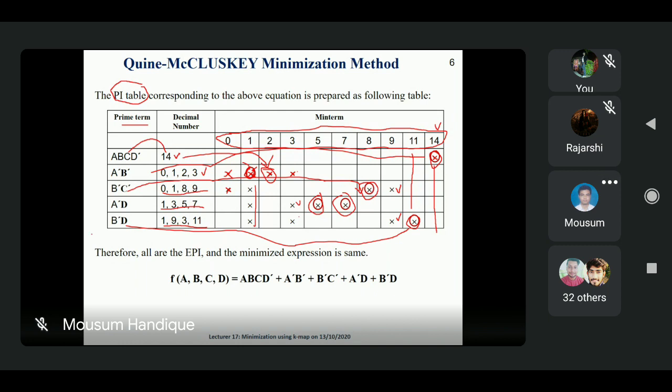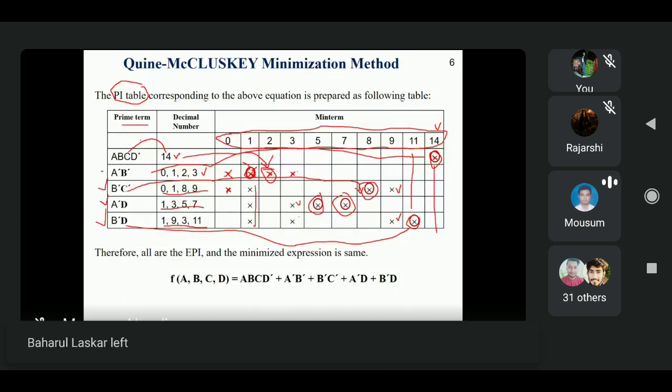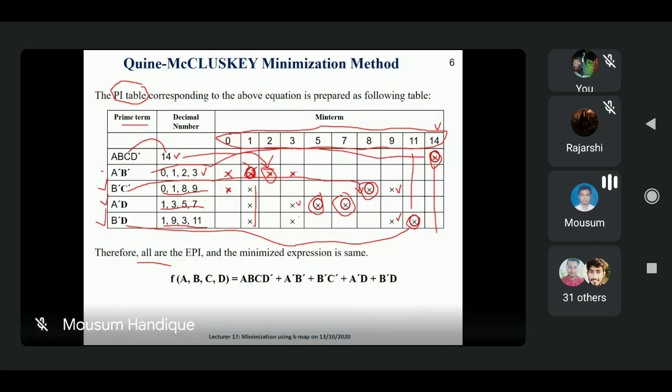So that means B bar D bar is also an essential prime implicant. This one is also an essential prime implicant, and this one too. All the terms are prime implicants in this particular example. So what happened here? Therefore, all of these are EPI, essential prime implicants. This one also EPI, this one also EPI, this one is also EPI, and obviously all terms are PI, prime implicants. Okay, and this is the minimized expression. This way we can complete this particular Quine-McCluskey method. Any doubt?